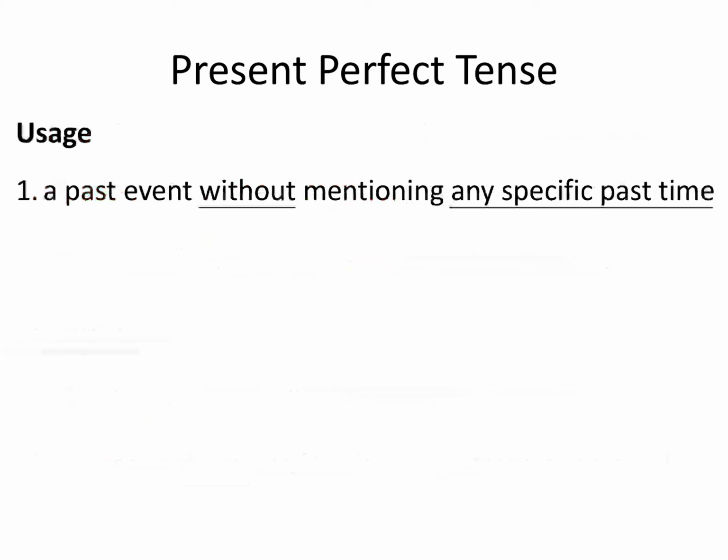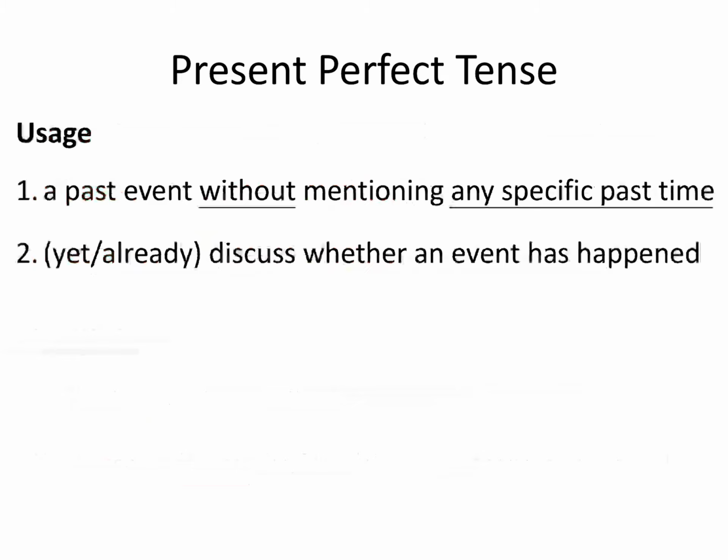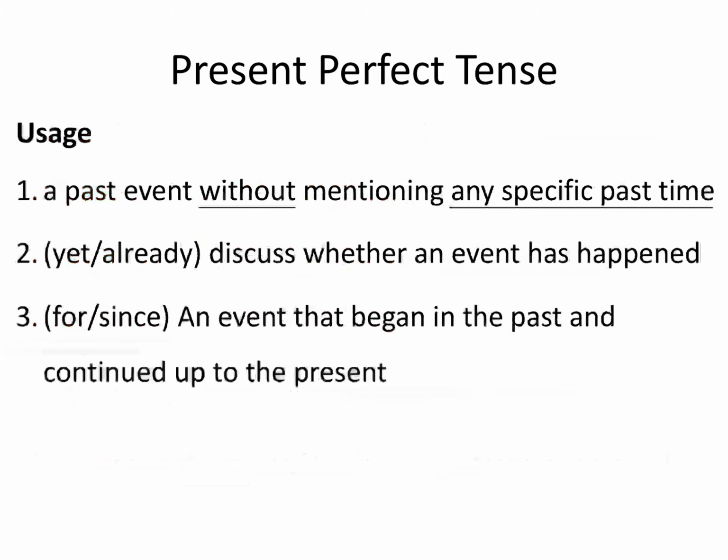In fact, we use present perfect tense to talk about the past in many situations. Like the first one, we use present perfect tense to talk about a past event without mentioning any specific past time. We just know that action happened in the past, but we don't know the exact time of when it happened in the past. We also use present perfect tense to discuss whether an event has happened or not.